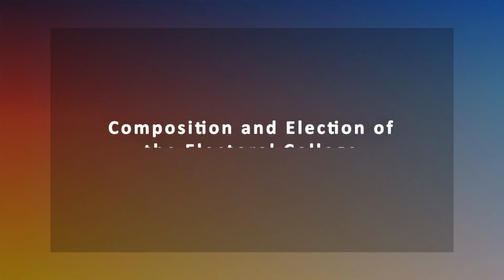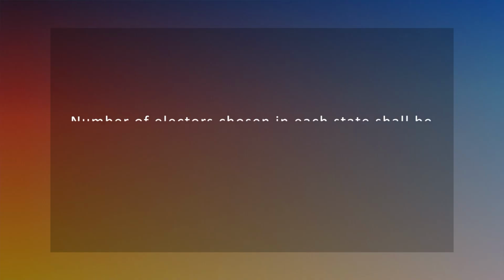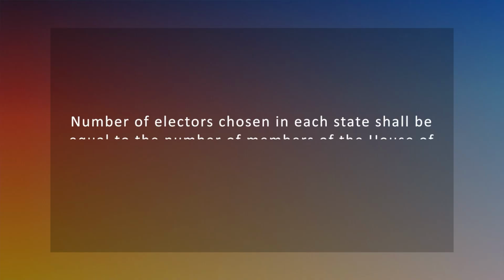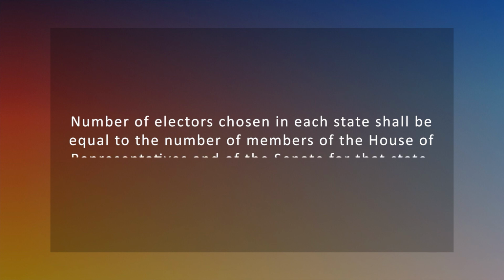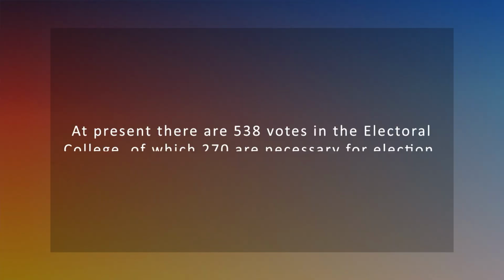Let us now discuss the composition and election of the Electoral College. As we have discussed earlier, constitutionally the president is chosen by an electoral college formed for the purpose. The Constitution says that the number of electors chosen in each state shall be equal to the number of members of the House of Representatives and of the Senate for that state. In other words, equal to the state's representation in Congress. At present, there are 538 votes in the Electoral College, of which 270 are necessary for election.